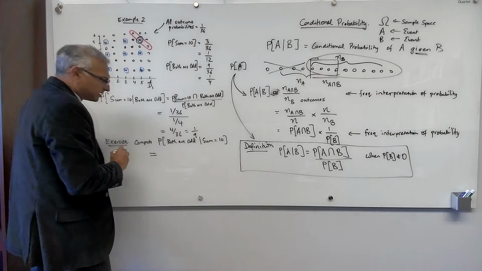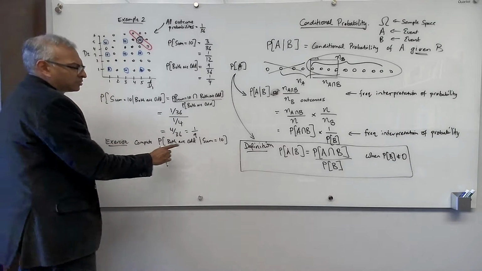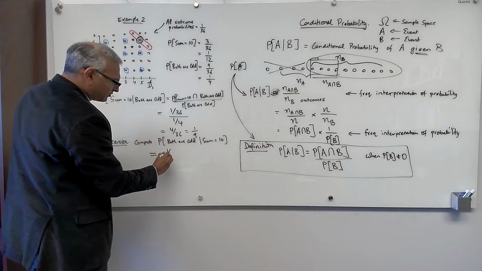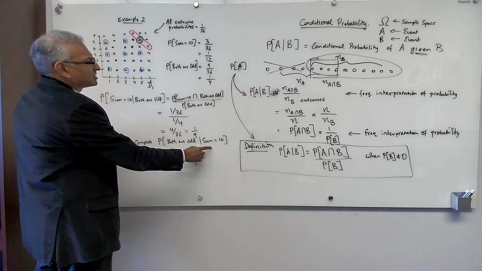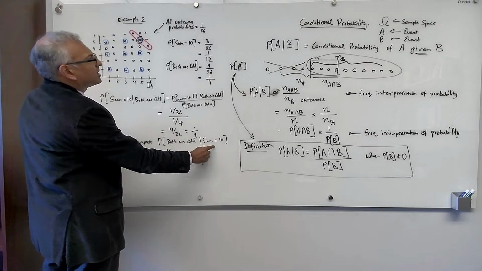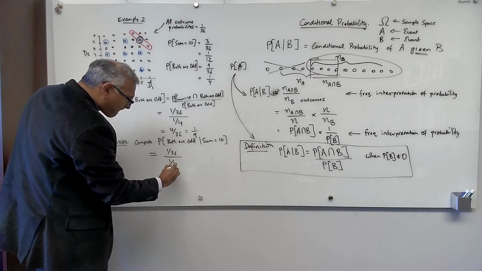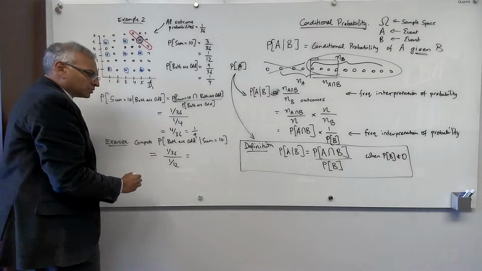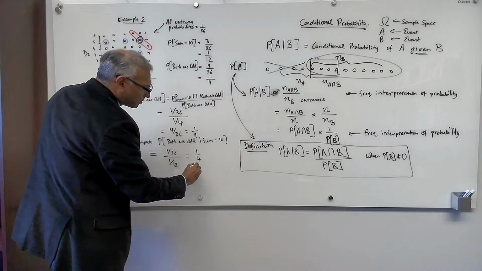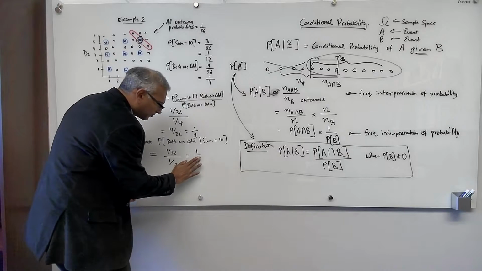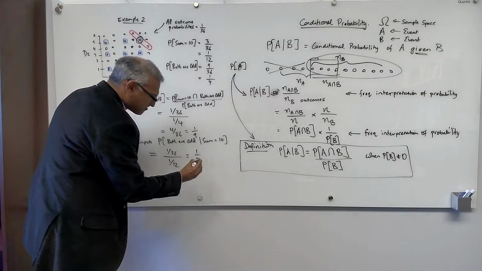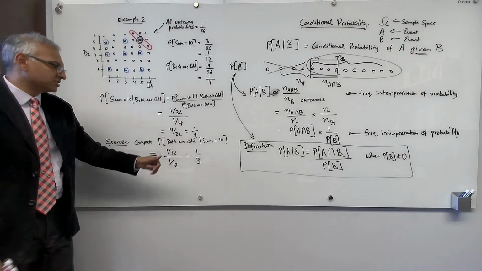The answer here is, we need to compute the intersection, but that's the same. So it's 1 over 36 divided by, now we need the probability that the sum is 10. The probability that the sum is 10 is 1/12. So this is equal to 3 over 36, which is 1 over 12, so the result is 12 over 36, which is 1 over 3.